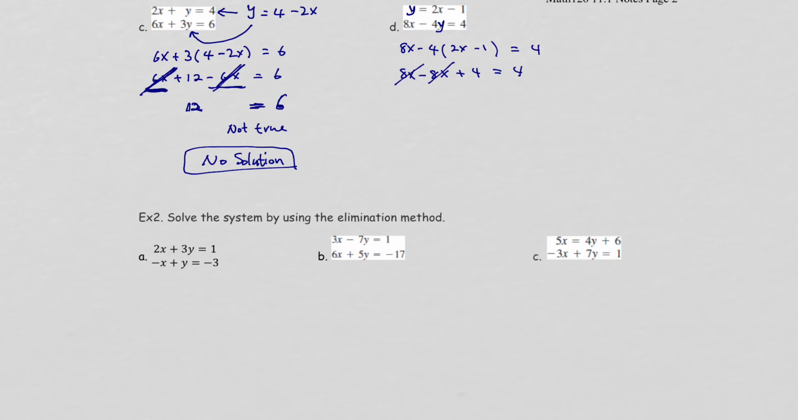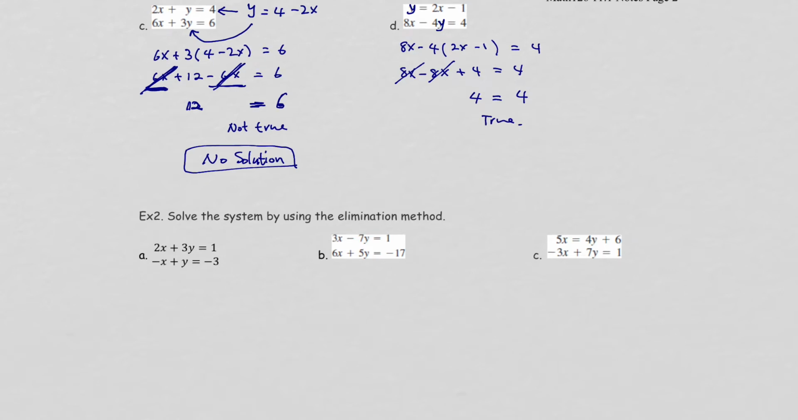Again, the variable cancels out completely, right? No more x. Then this time I have 4 equals 4, which this time is a true statement. When the equal sign holds a true statement, you will have many solutions. That means these two lines are the same line, identical lines.